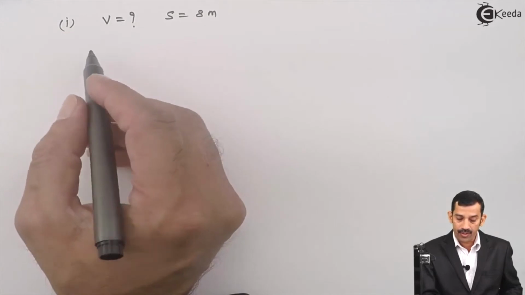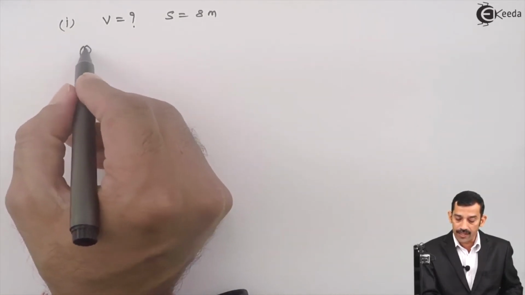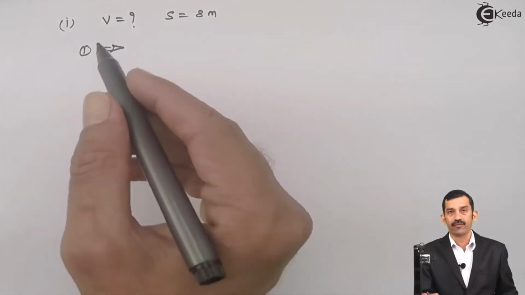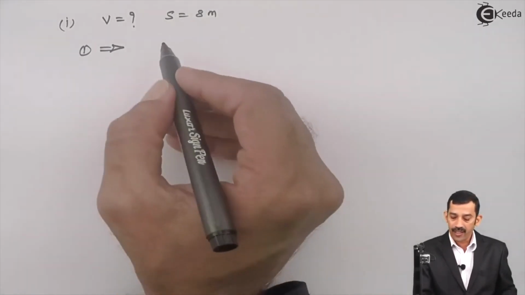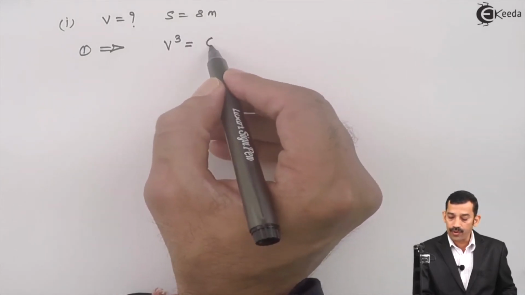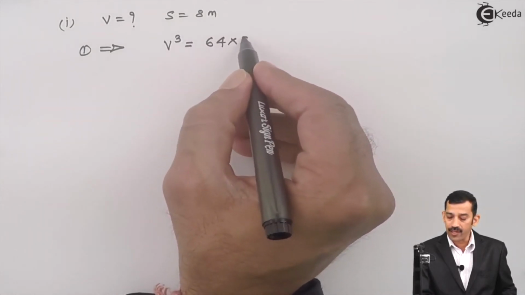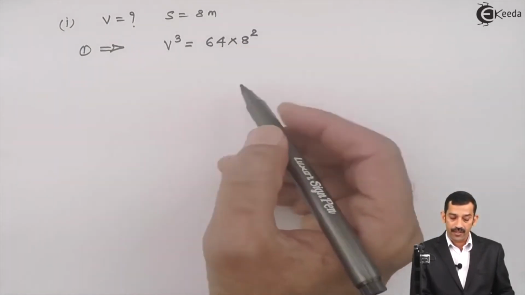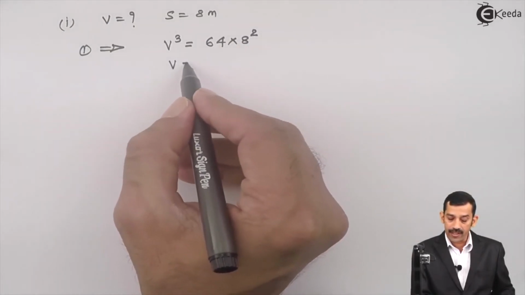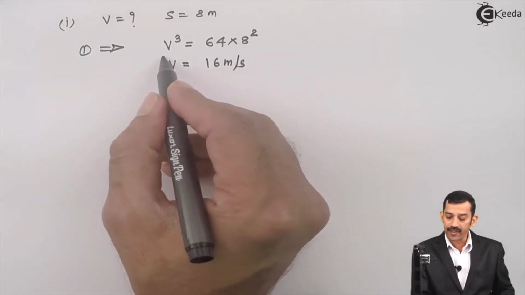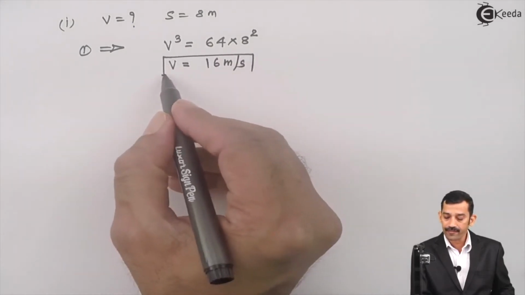Using equation number 1, if I substitute s equal to 8 meters, we easily get velocity. That means v cube equal to 64 s square, and s is 8, so 8 square. If you calculate using a calculator, velocity comes out to be 16 meters per second. This is our first answer.